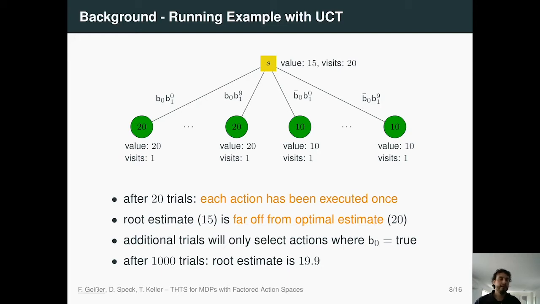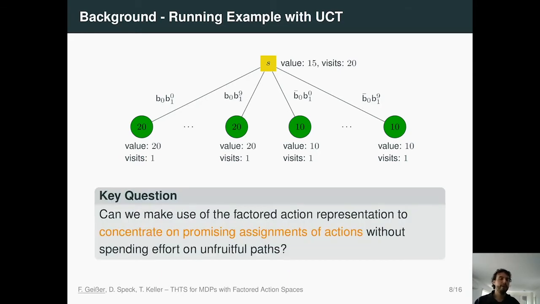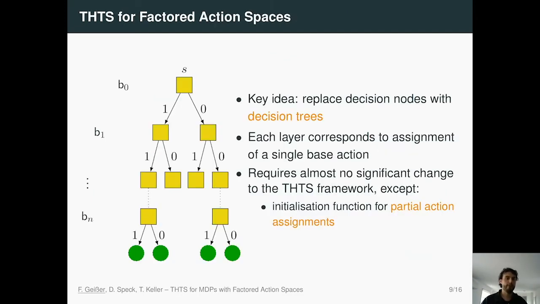But the question is now, of course, do we really have to do that? Because we have this pack.action representation, can we maybe make use of this representation and instead concentrate only on promising assignment of the actions without spending the effort on unfruitful paths? And that was the key question for us. And the answer is, of course, yes, we can.